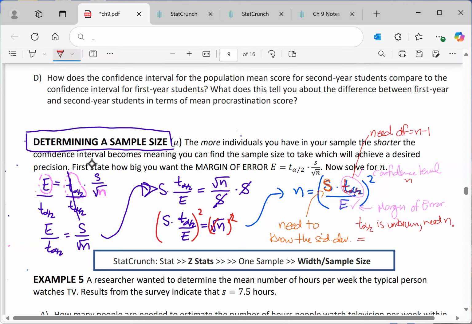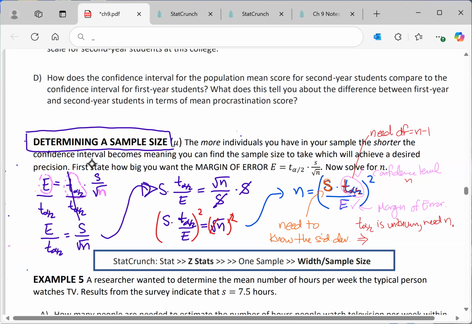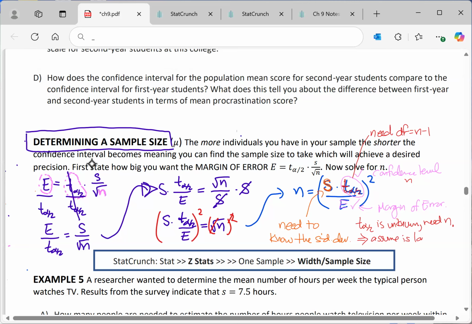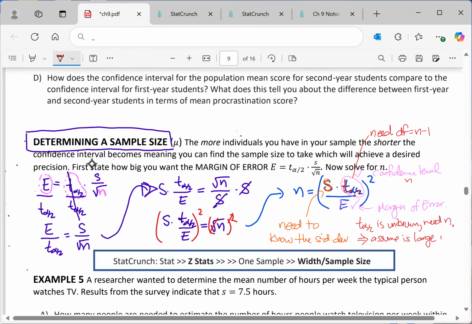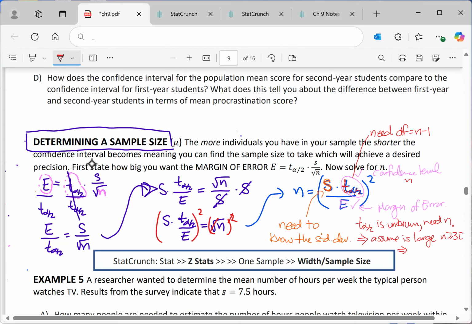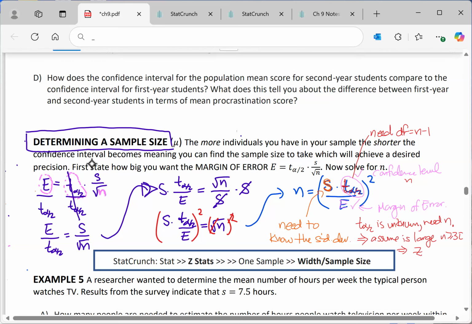So this is going to be our solution. If you remember when we introduced the t distribution, we said if the sample size increases, then the t distribution gets closer to the standard normal. So I'm going to go ahead and assume that n is large enough. In other words, greater than 30. So therefore, I can replace T alpha over 2 with Z alpha over 2.